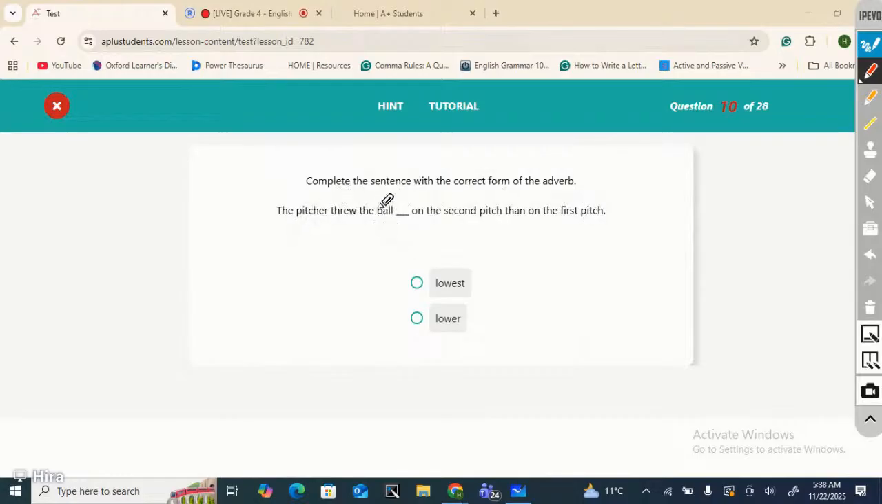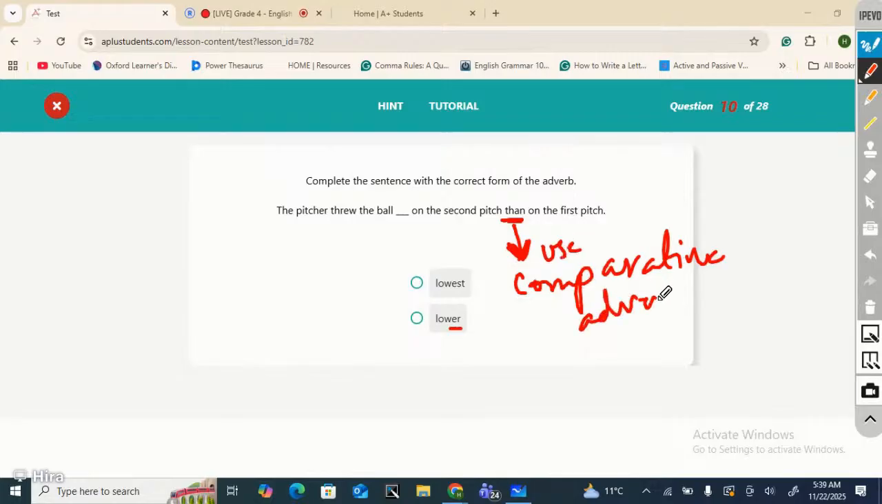So now, how these two actions are done is being compared here. Two actions means comparative adverb, and if you want to make a comparative adverb, add er to the end of the adverb. So lower. The pitcher threw the ball lower on the second pitch than on the first pitch. And let me tell you something, the word than is used to show how two actions are done. It means if the word than is used, use a comparative adverb.